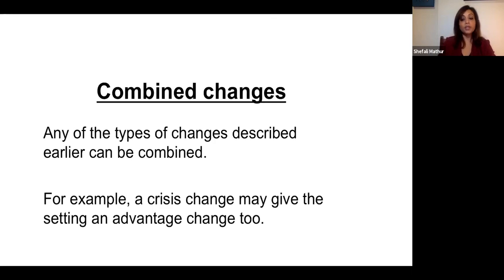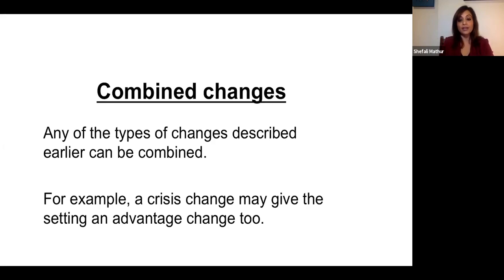Sometimes there's a combination of changes. It could be because of a certain crisis, the setting has to take an advantage. The classic example is what I gave you before of COVID. Because of the shutdown or the lockdown, because of a crisis change that happened, nobody was going in, so we changed to online and eventually to blended. But that also gave rise to advantage change because a lot of blended learning started happening.